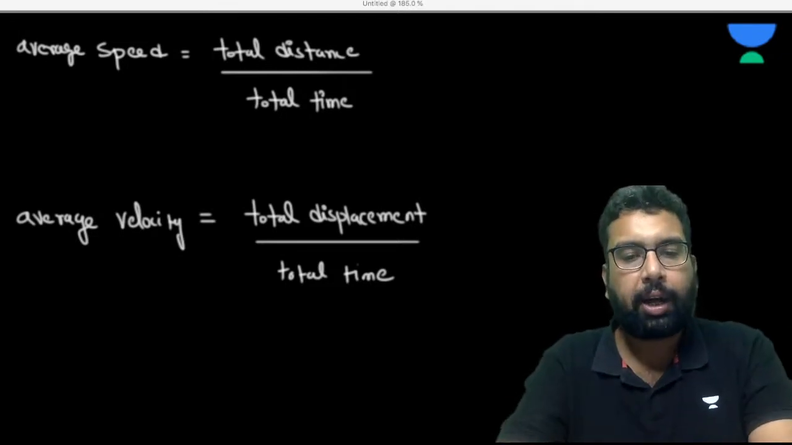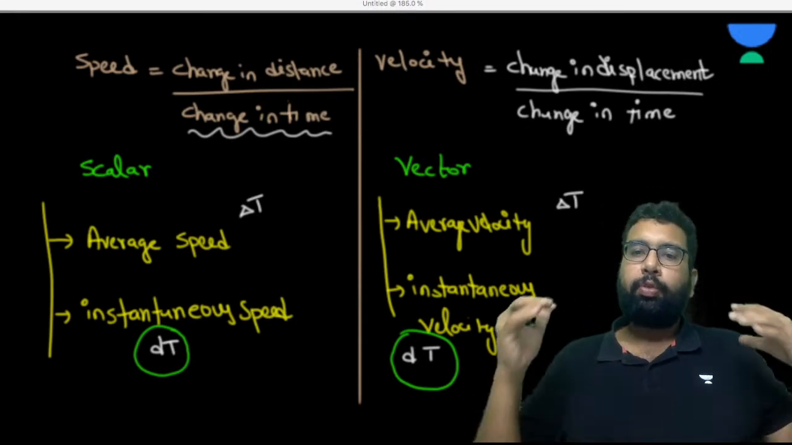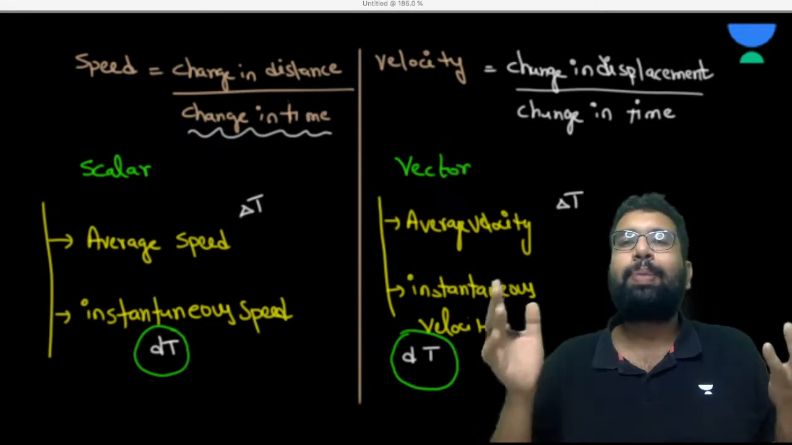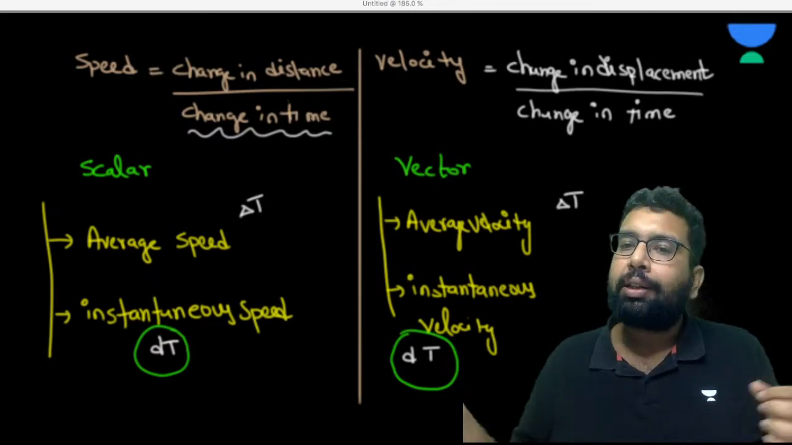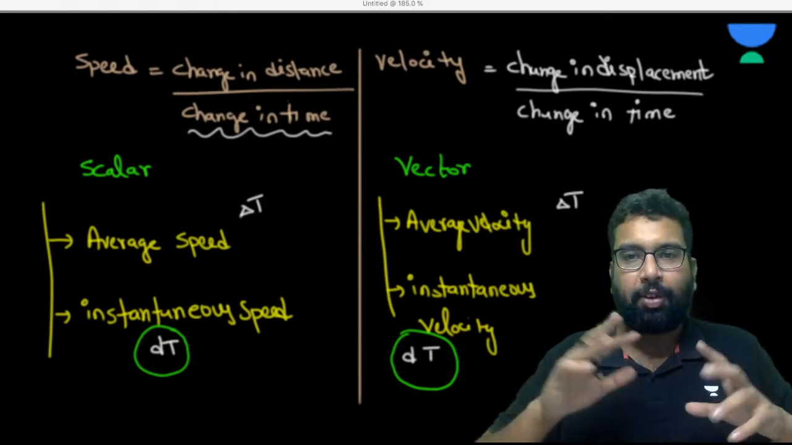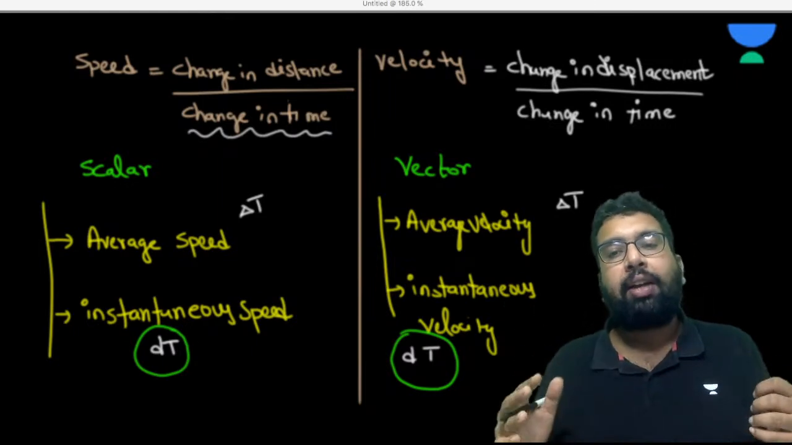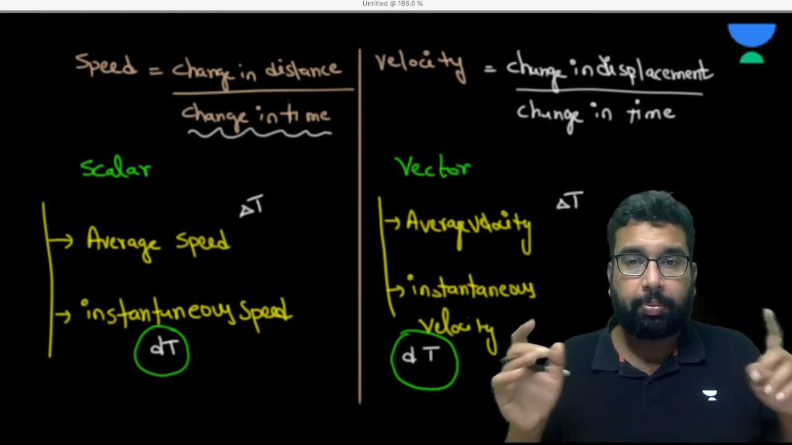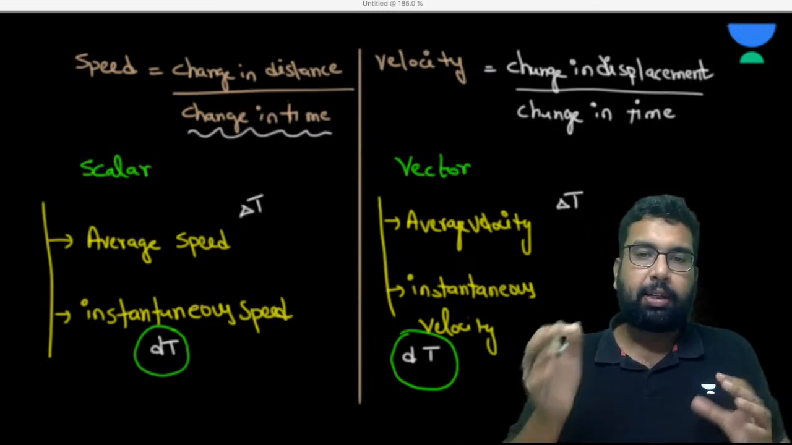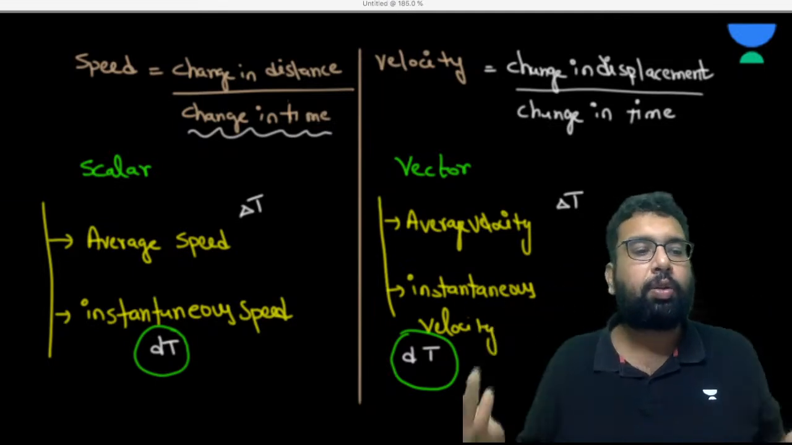I'll just give you a flashback of what we have spoken about. We know speed and velocity. What is the difference? Speed is a scalar, velocity is a vector quantity. Speed is change in distance upon change in time, and velocity is change in displacement upon change in time. We have seen the difference between distance and displacement in the last session. Displacement is the shortest distance between initial and final position, and it is also a vector.